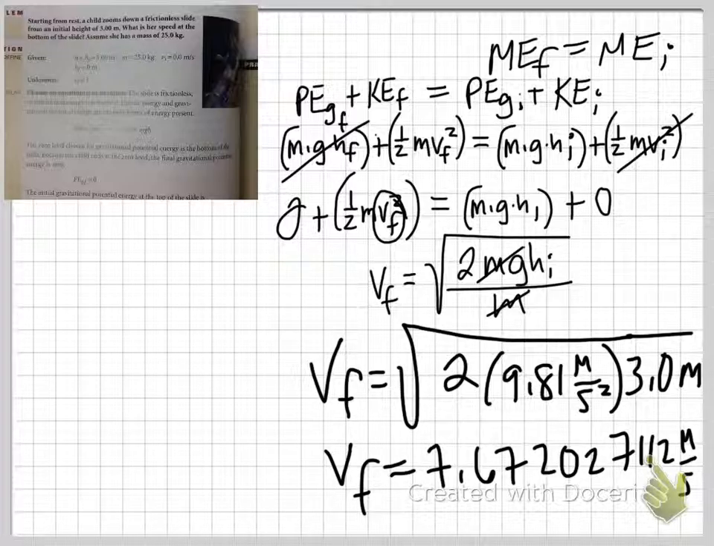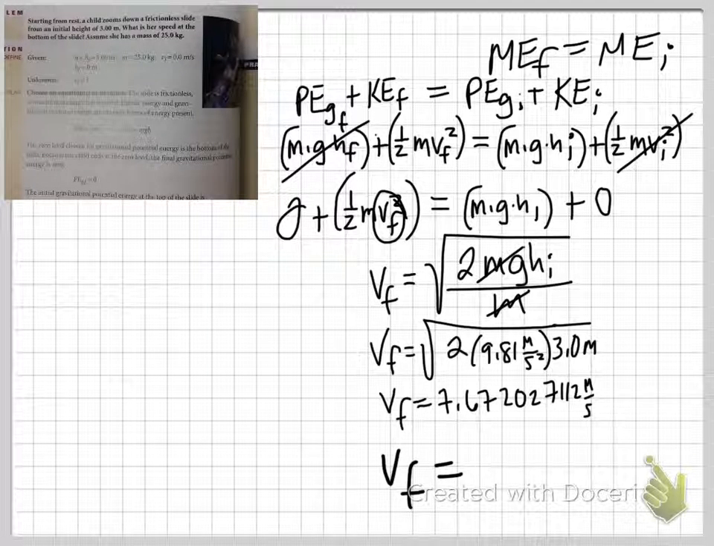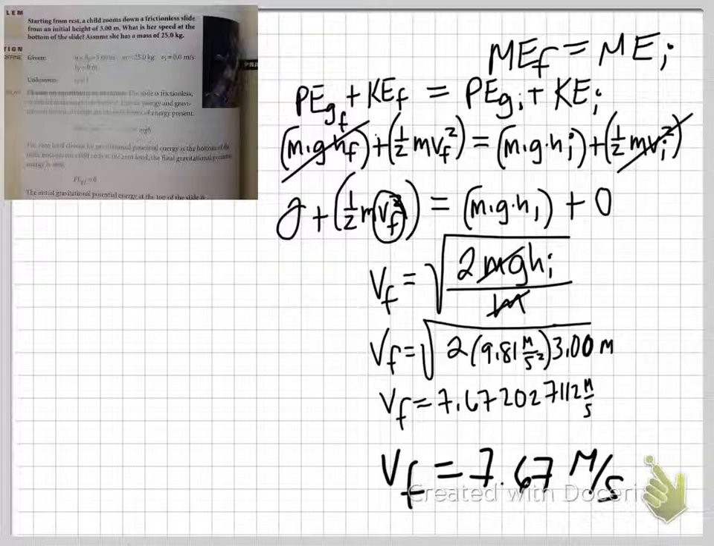You should have a raw value of 7.672027112 meters per second. If we sig fig, okay, book claims 3 sig figs. If you look back to the problem, I just put in, oh wait, the 3 meters. Yeah, they give it as 3.00 meters. So I dropped a sig fig there. So we would have 3 sig figs. So we would have 7.67 meters per second for a final velocity.